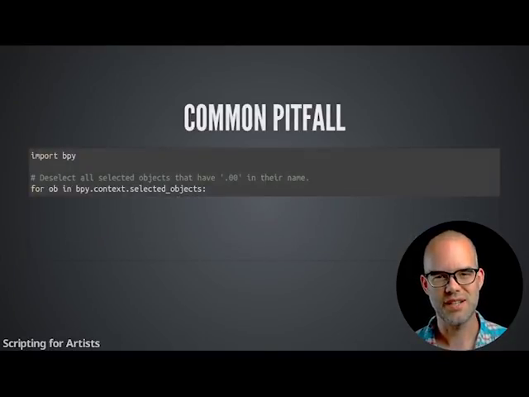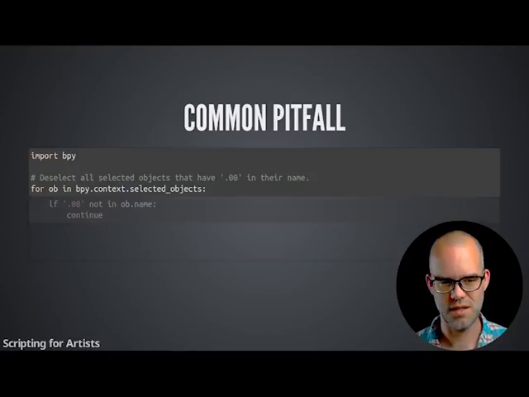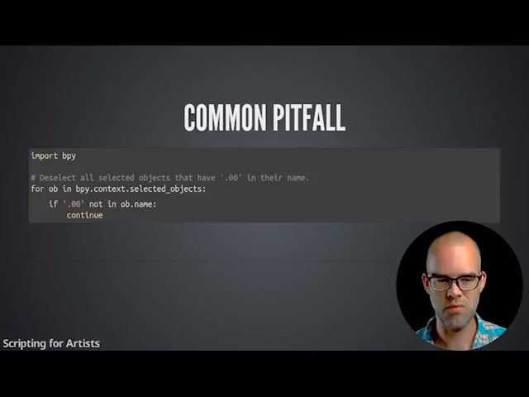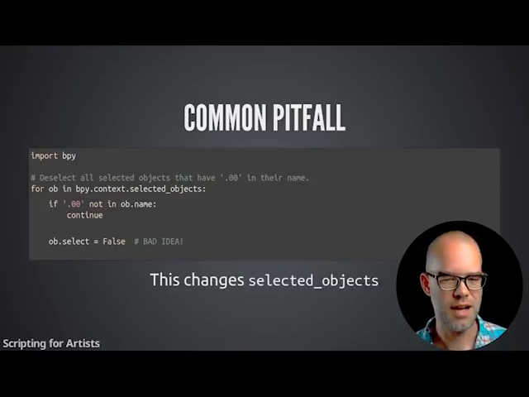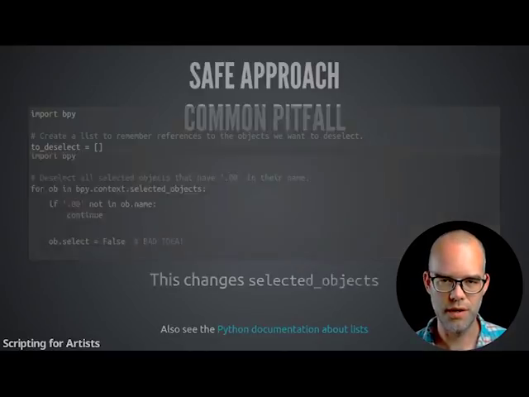Let's say we want to deselect all selected objects that have .00 in their name. The start is pretty much what we've seen before. We have a for loop that loops over all selected objects. And if .00 is not in ob.name, we continue, which is also fine. And then we say ob.select equals false. And this is bad, because this removes an object from selected objects, thus modifying the list and confusing Python. Let's see an approach that does work.